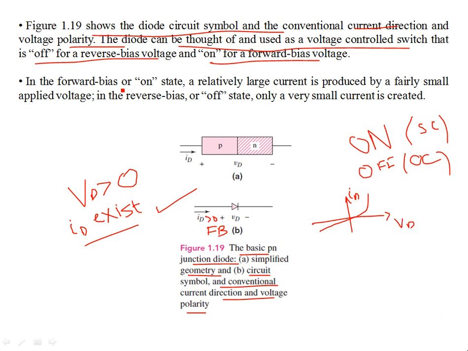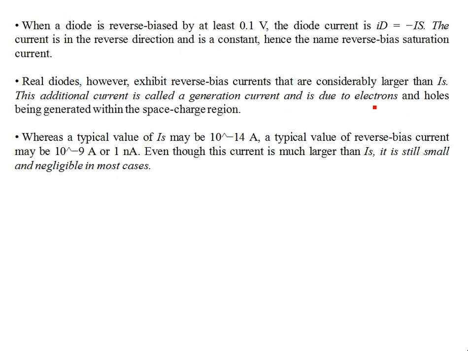In the forward bias or on state, a relatively large current is produced by a fairly small applied voltage. In the reverse bias, it's off, and only a very small current is created. When the diode is reverse biased by at least 0.1 volt, the diode current ID is minus IS. The current is in the reverse direction and is constant, hence the name reverse bias saturation current.